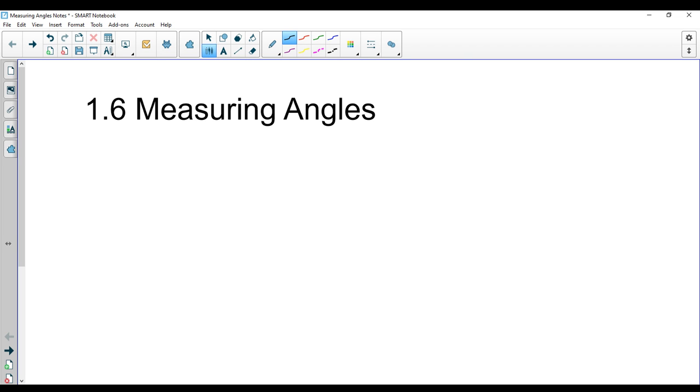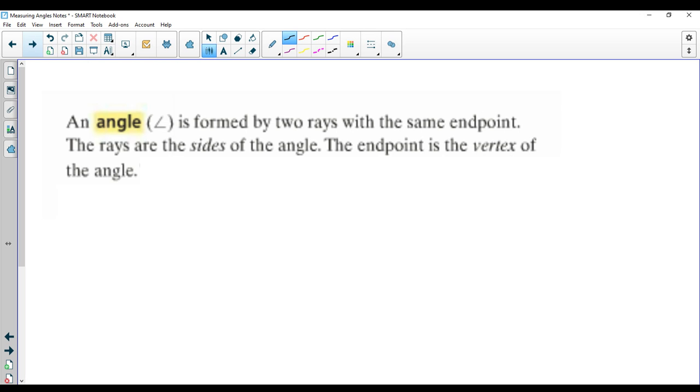Alright, today's video is going to be about measuring angles. Angles are one of the most important building blocks of geometry. We're going to use them, and you're going to see them a lot throughout the rest of the trimester. So what is an angle?